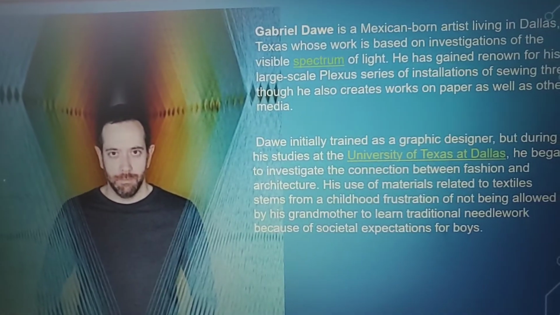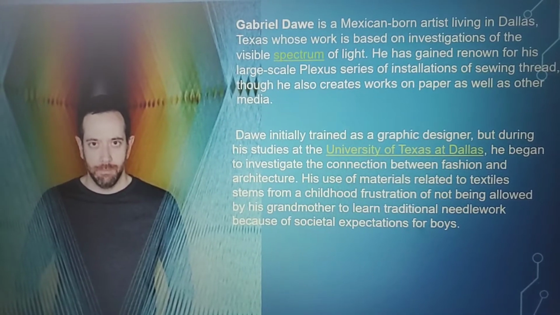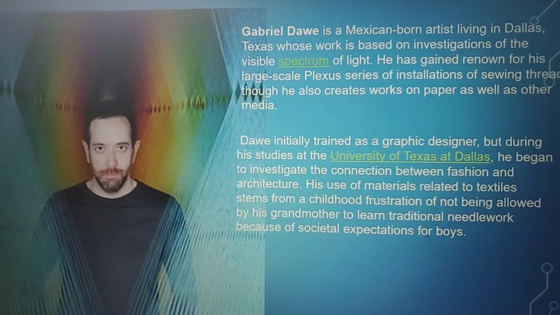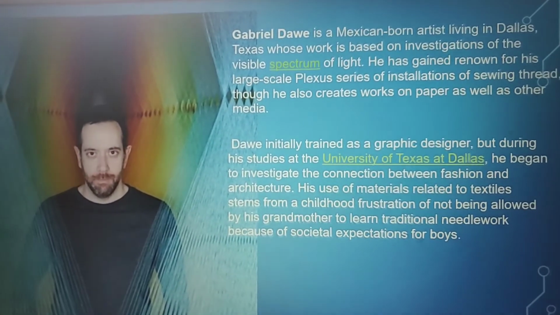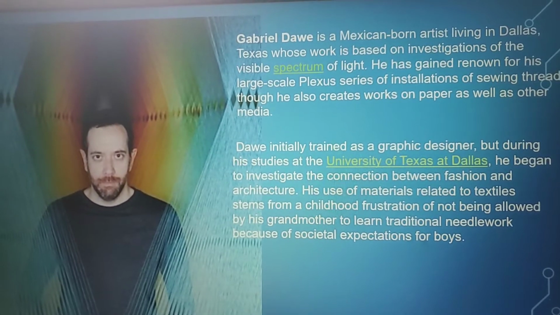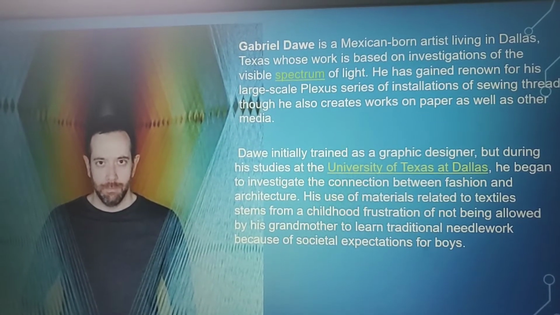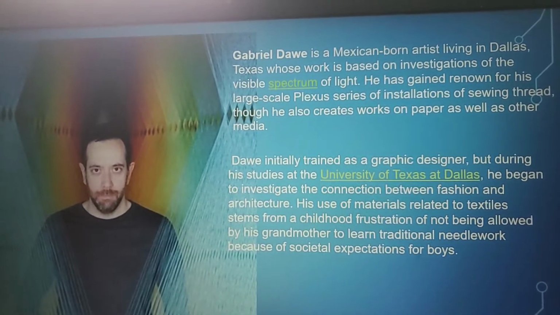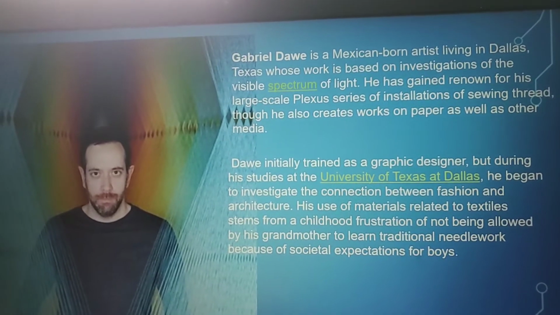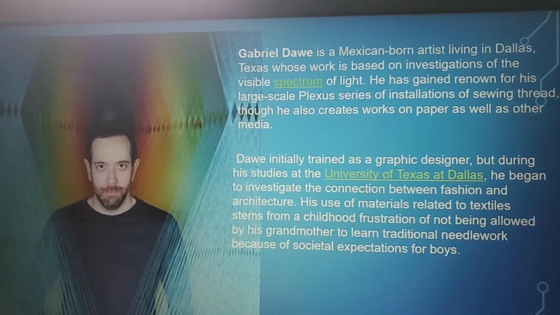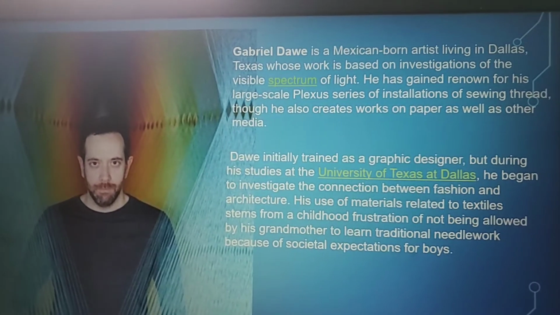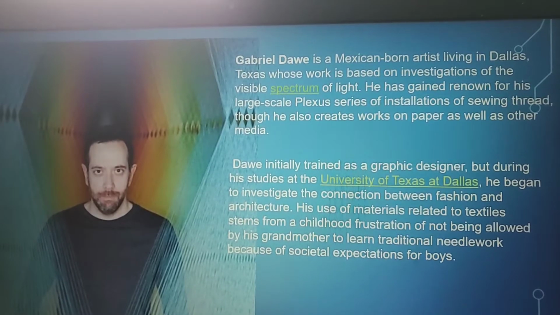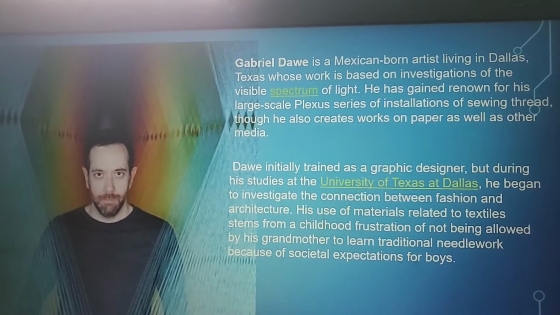Gabriel Dahl is a Mexican-born artist living in Dallas, Texas, whose work is based on investigations of the visible spectrum of light. And I'll show you that in a second so you understand. He has gained renown for his large-scale Plexus series of installations of sewing thread, though he also creates works on paper as well as other media. Dahl initially trained as a graphic designer, which works with mostly words and designs billboards and ads for magazines and things like that.